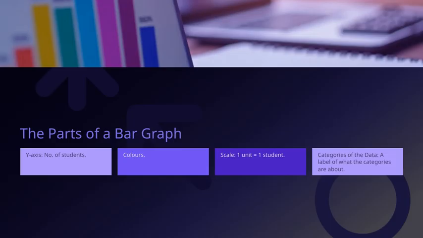The scale is also important. Here, each unit on the y-axis equals 1 student. This makes it straightforward to interpret the data at a glance. Lastly, we have the categories of the data, which are labeled to tell us what each bar or group of bars is about. Understanding these parts helps us read bar graphs accurately and interpret the information they present, which is key when analyzing data in any context.